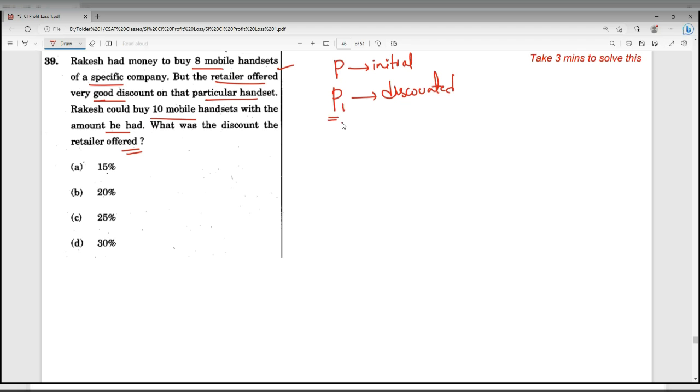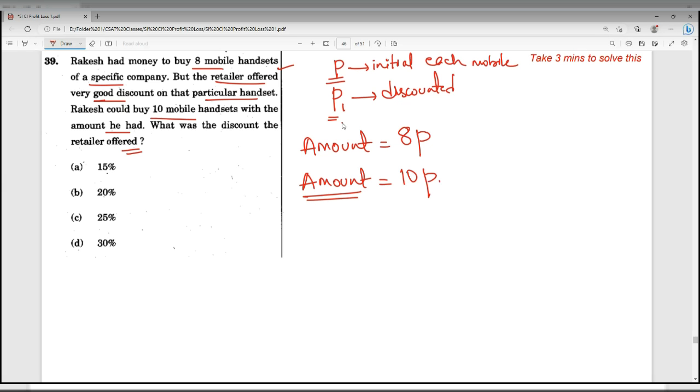Now they are saying initially he could buy 8 mobile phones. The money he had was equal to 8 times P, where P was the price of each mobile. So initially the amount he had was 8 into P. And after the discount, he used the same amount to buy 10 phones at a discounted price of P1.